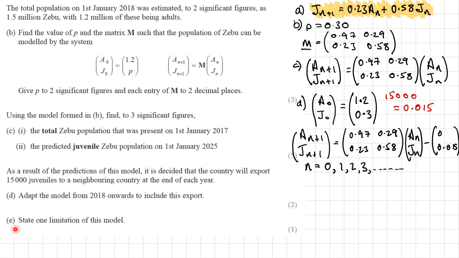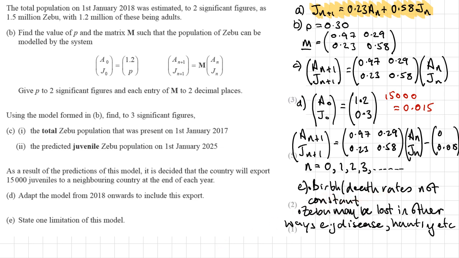And then part E, state one limitation of the models. Well, there are several limitations, and I'll write them down and then we'll go through them one by one. We probably only need one of these. So you can talk about the birth or death rates not being constant.